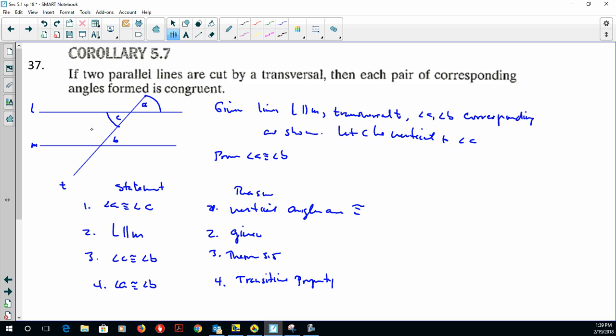That's transitive property. Okay, well, I hope this helps you on this section. It's not too bad. I think that it's pretty straightforward.